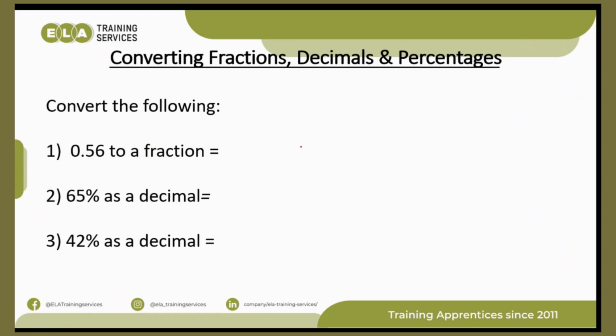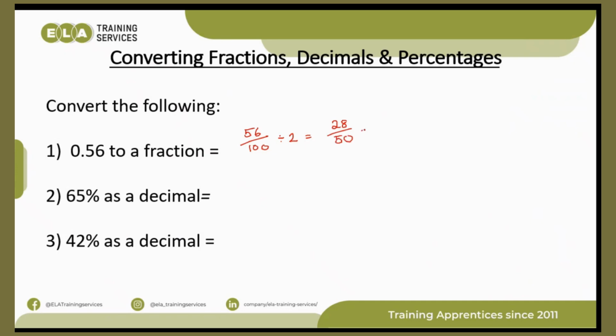So we're going to have a look now at converting the following. So 0.56 to a fraction. So we're going to put 56 over 100 as our first step. And then notice we can actually divide both by 2. So 56 divided by 2 would leave us with 28. 100 divided by 2 is 50.